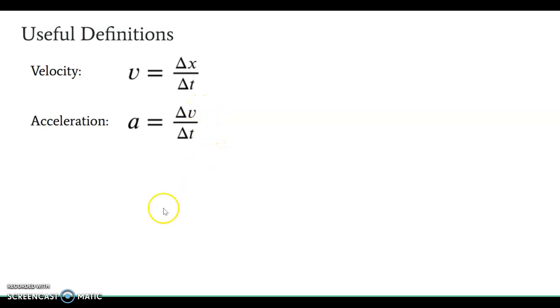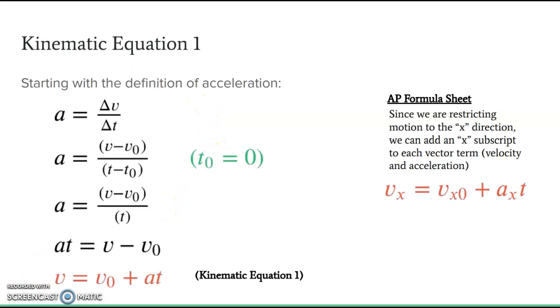Acceleration is our change in velocity over time. So the first kinematic equation is actually very straightforward to derive from our definition of acceleration. Change in velocity is the final velocity minus the initial velocity. The change in time is the final time minus the initial time. Again, if the initial time is 0, we can simplify this to t, and then multiply that, so at is equal to v minus v naught. Now we typically rearrange this to make an equation where the final velocity is equal to v naught plus at. This is your first kinematic equation.